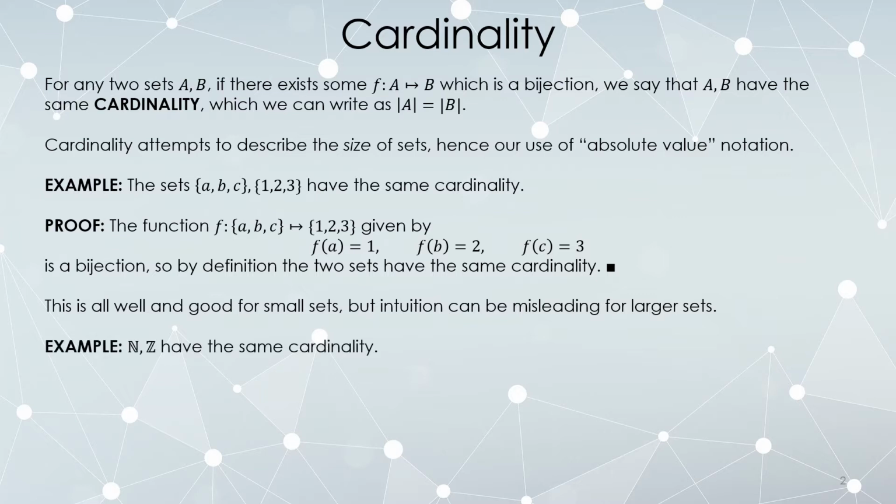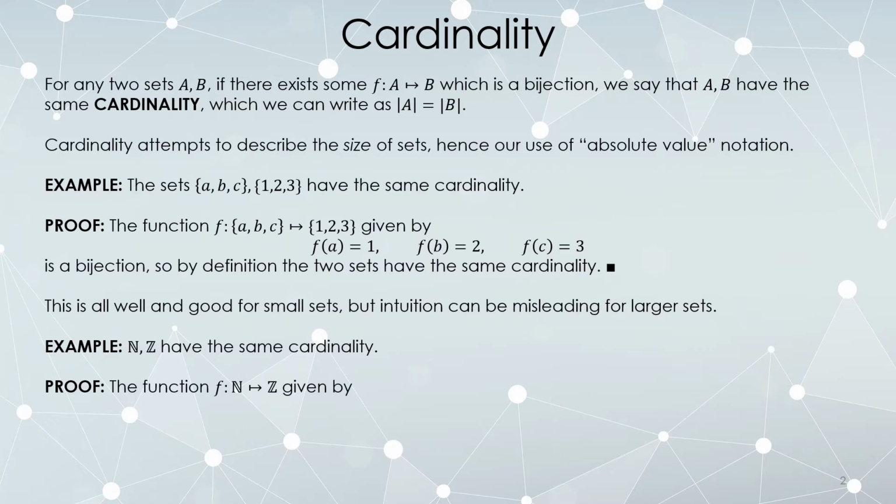For example, the natural numbers and the integers have the same cardinality. This might strike you as a bit weird because the natural numbers are a subset of the integers, and not all of them. These are not the same set, but the set of natural numbers is a subset of the integers. But I'm claiming you can actually establish a bijection between them.